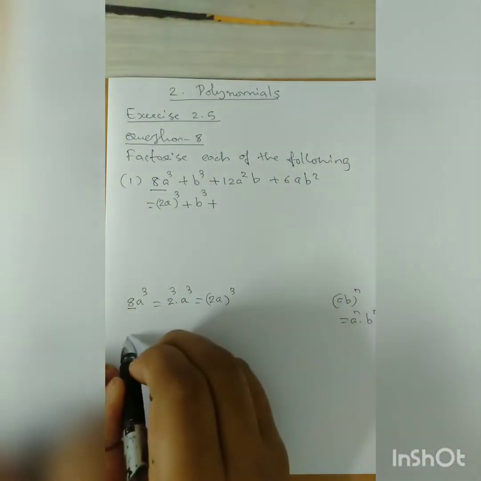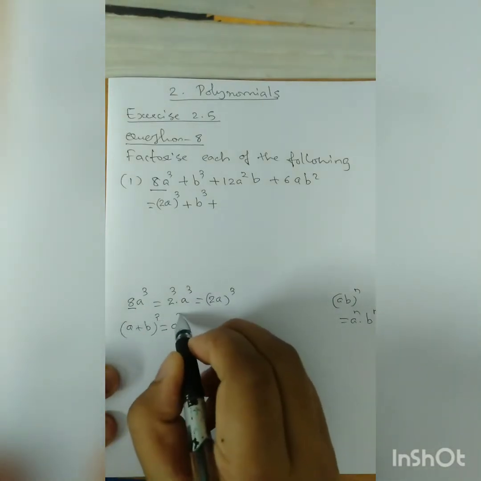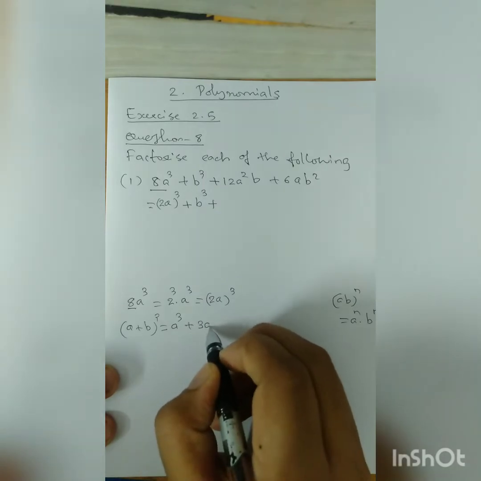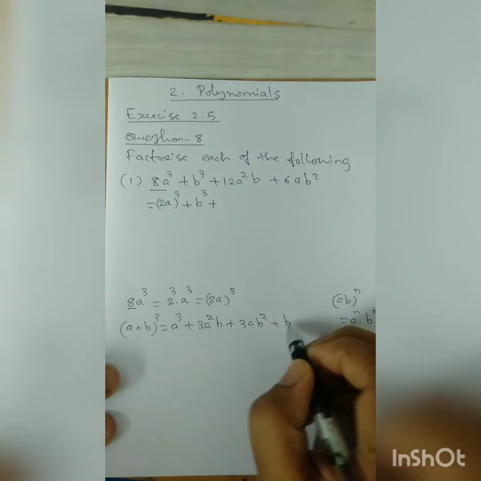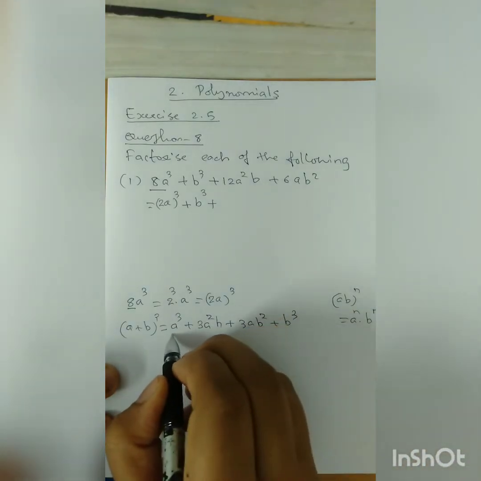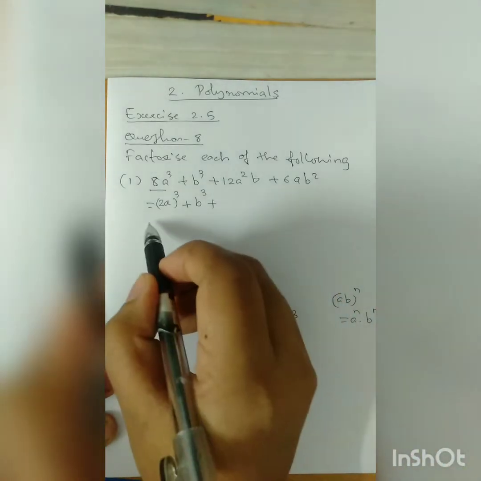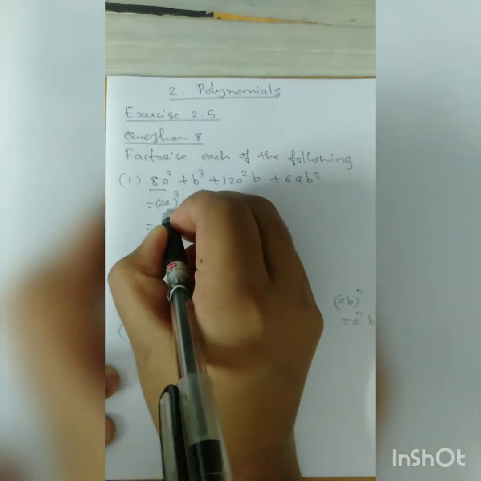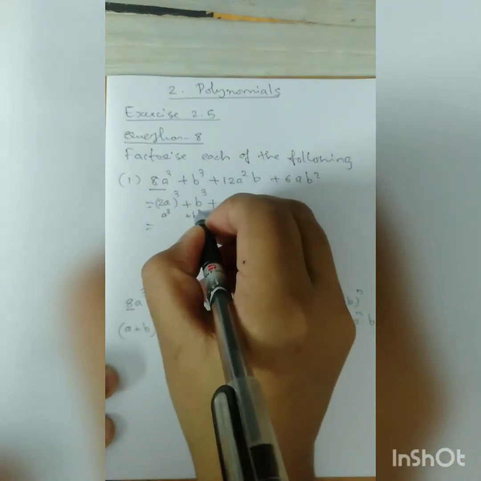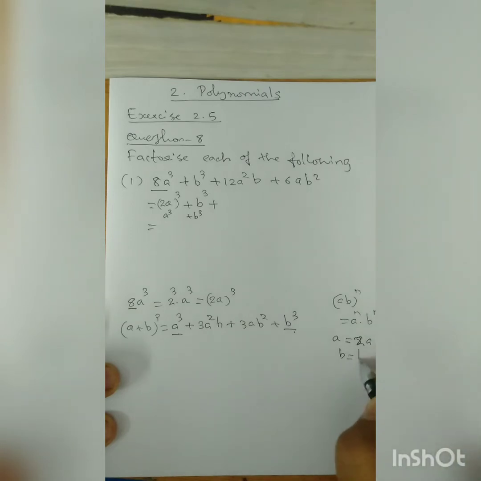Here we know that (a plus b) the whole cube is equal to a cube plus 3a square b plus 3ab square plus b cube. Here the first and last terms are a cube and b cube. This equation is written in the form a cube plus b cube. So here a is equal to 2a and b is equal to b.